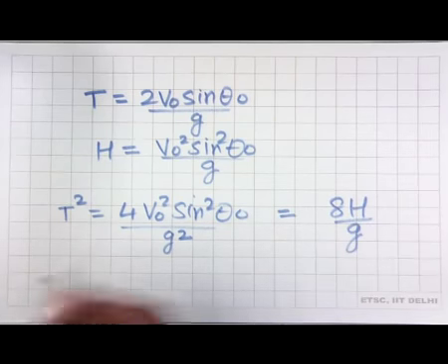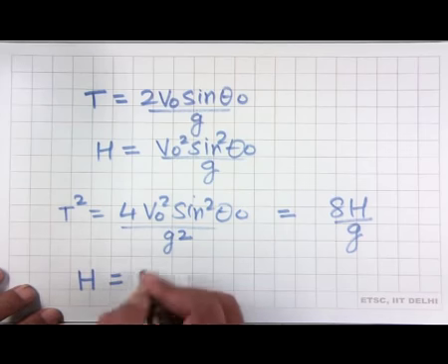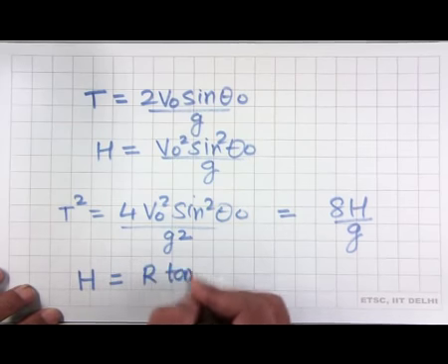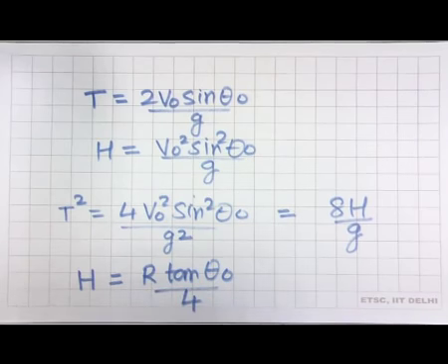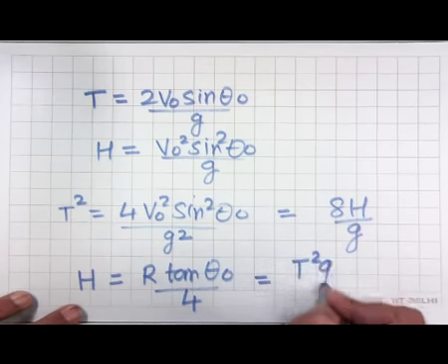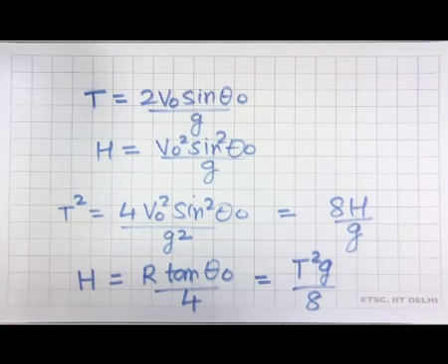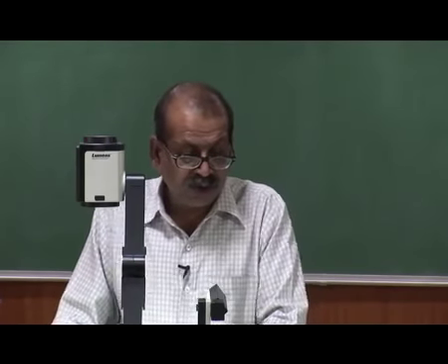And also if we work out the expression for h in terms of range, what we will get is h is equal to r, the range, times tangent of theta 0 upon 4. This again I will ask you to work out. You will have the formula for range, you have worked this out, and this also turns out to be equal to t square g divided by 8. So, some of these things, based on what we have done, I would expect you to work them out.